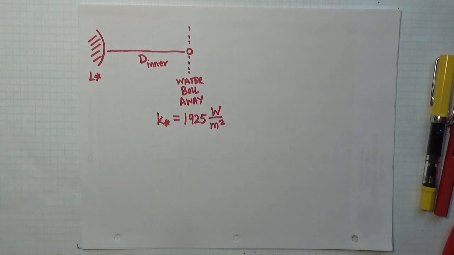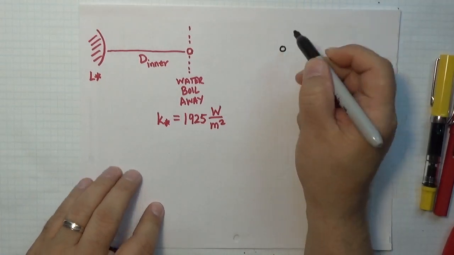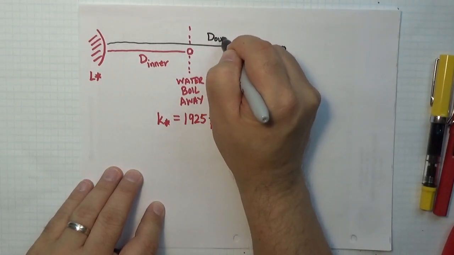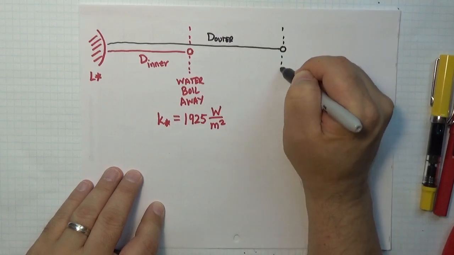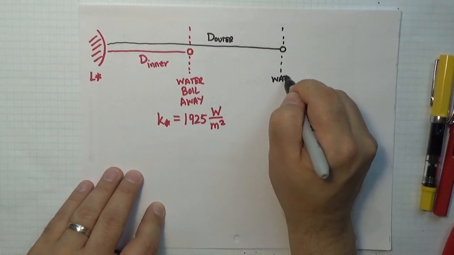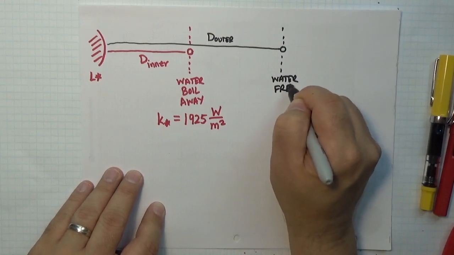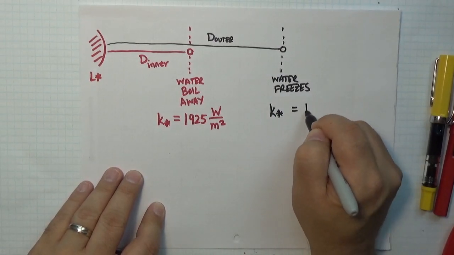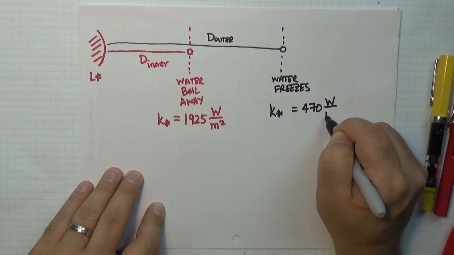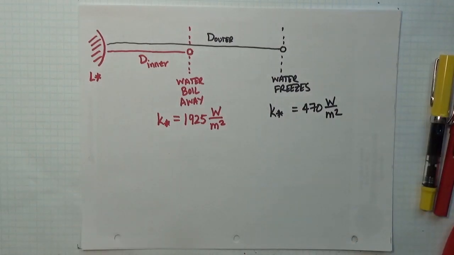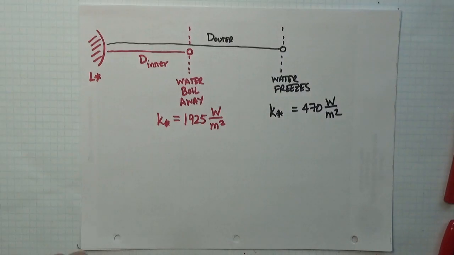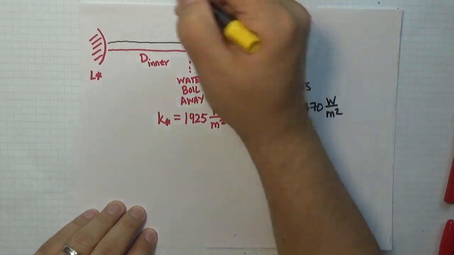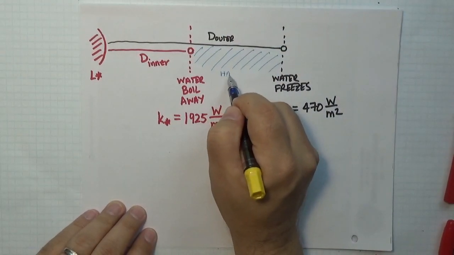Okay? Similarly, if I imagine a planet a bit farther away, it has its own distance. Let me call that d outer. That planet's orbital radius is where water freezes, and that happens when K star has a value of 470 watts per meter squared. And so all the region between these two, for the entire orbit that goes around the star, is what we call the habitable zone.